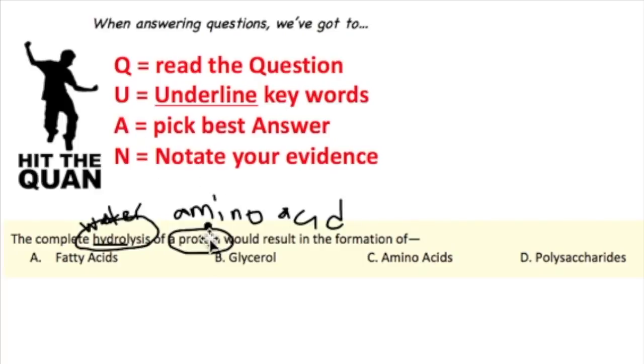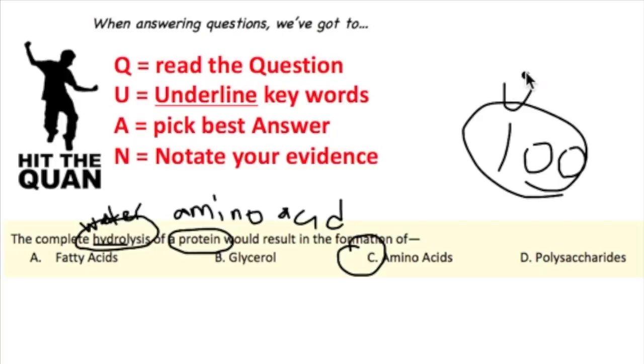So now I'm going to hit the A and pick the best answer. Well, I already see the amino acid is right here. And because I notated as I went, I'm already done with this question. So when I get my paper back, I'm going to get a big old 100 and a smiley face for hitting the QUAN.